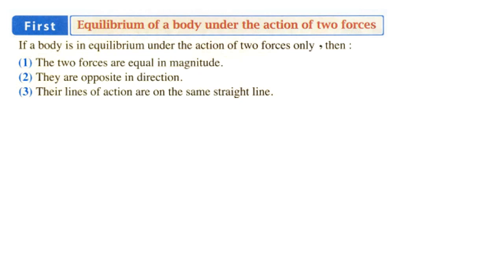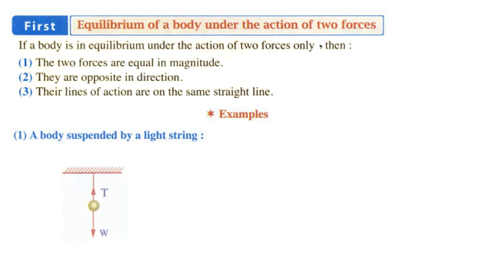If a body is in equilibrium under the action of two forces only, then the two forces are equal in magnitude, they are opposite in direction, and their lines of action are on the same straight line. For example, a body suspended by a light string. If this body is in equilibrium, there are two forces acting on this body, which are the weight and the tension. These two forces have the same magnitude, the same straight line, and opposite direction.